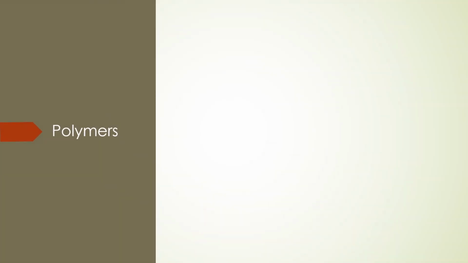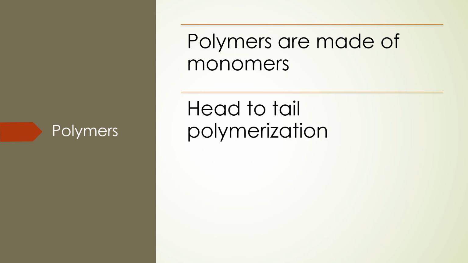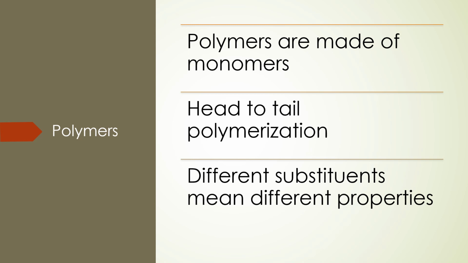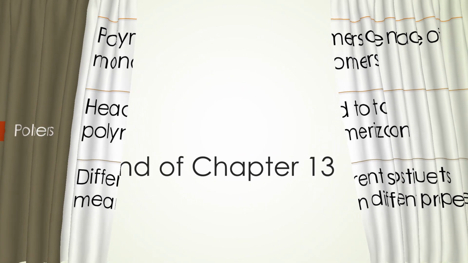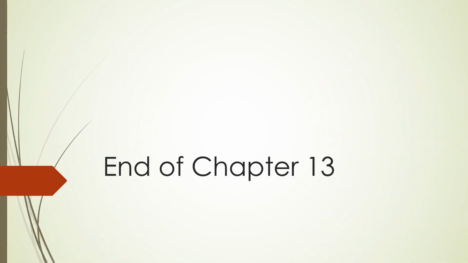Just in case it's on the test, polymers are made of monomers. They can be made with radical reactions called head-to-tail polymerization. If you took cell bio or any other chemistry course, you already know that different substituents give it different properties. Congratulations, you made it to the end of chapter 13.